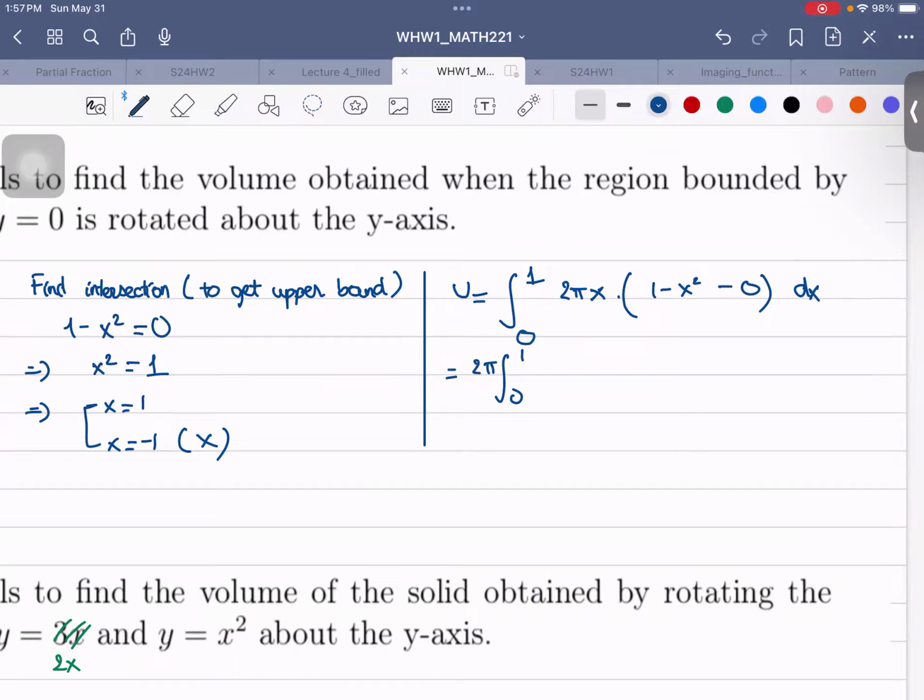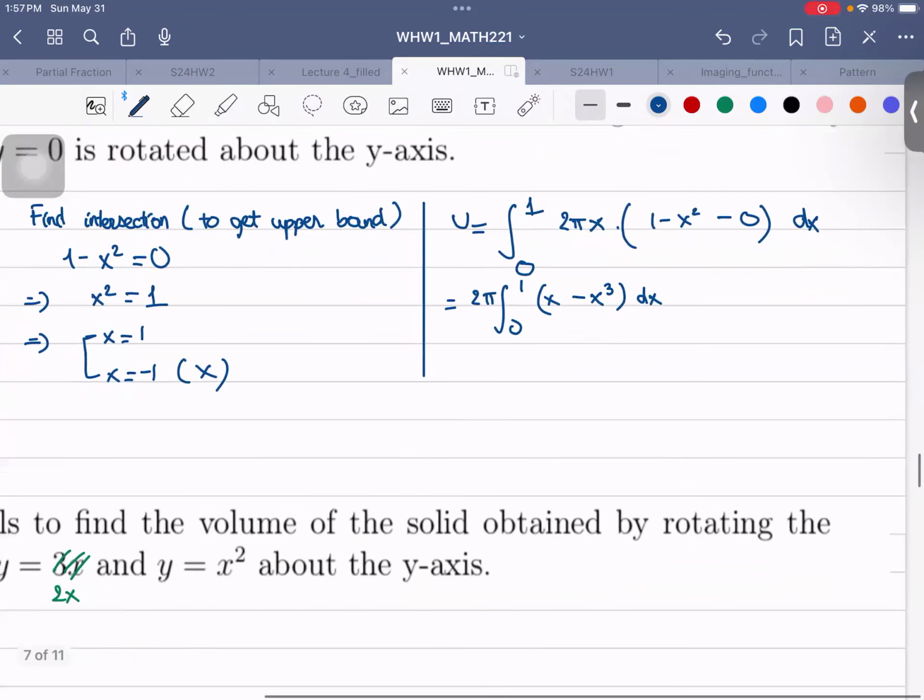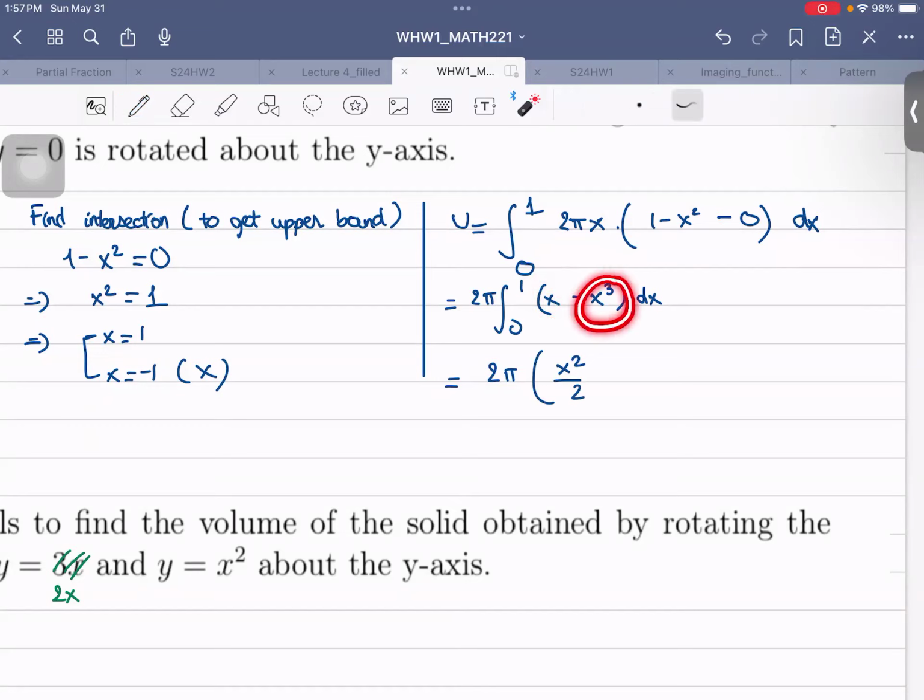Okay, we have x times 1, give me x. I have x times x squared, give me negative x cubed dx. Okay, I have 2 pi. The antiderivative of x is x squared divided by 2. The antiderivative of x cubed is x to the power of 4 divided by 4.